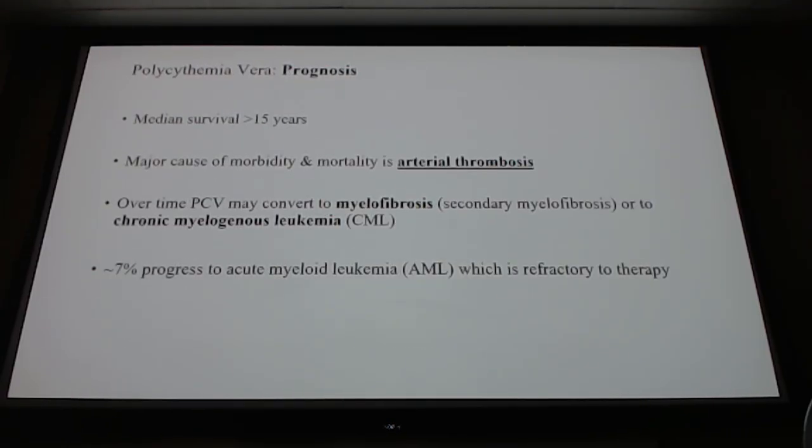There's your prognosis. Median survival is greater than 15 years. Patients that are routinely getting treatment and following up have better life expectancies. These people that aren't getting this care or aren't taking their aspirin or taking these meds are now at risk of arterial thrombosis, right? And over time, if this isn't managed, that may convert to that myelofibrosis that we talked about, or that CML. And how many blasts are we expecting to see with leukemias? Greater than 20%, right?